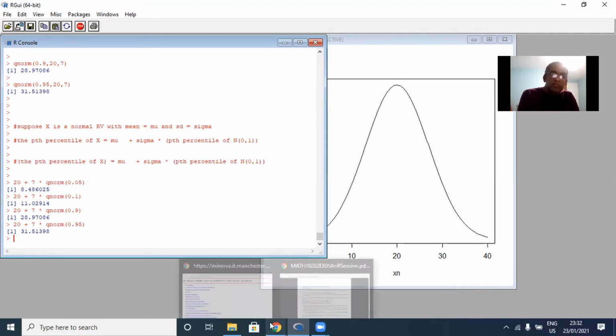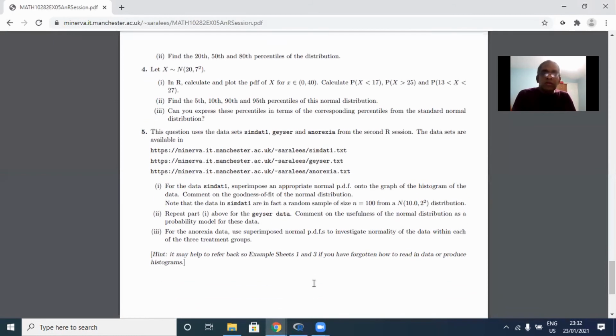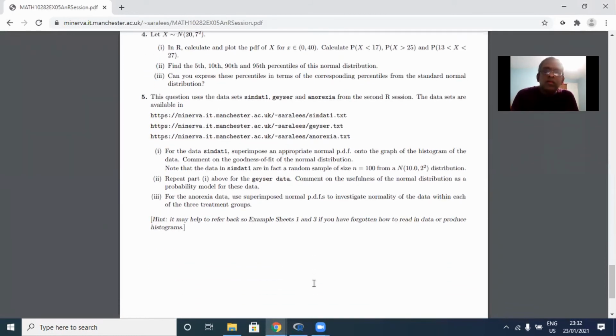So that completes exercise 4. Now exercise 5 is to basically, there are 3 data sets. I think we talked about these 3 data sets before: the simulated data, the Giese data, and the anorexia data, right? Now for each of these data sets, we want to fit a normal PDF on the histogram, right? Okay, so let's try to do that.